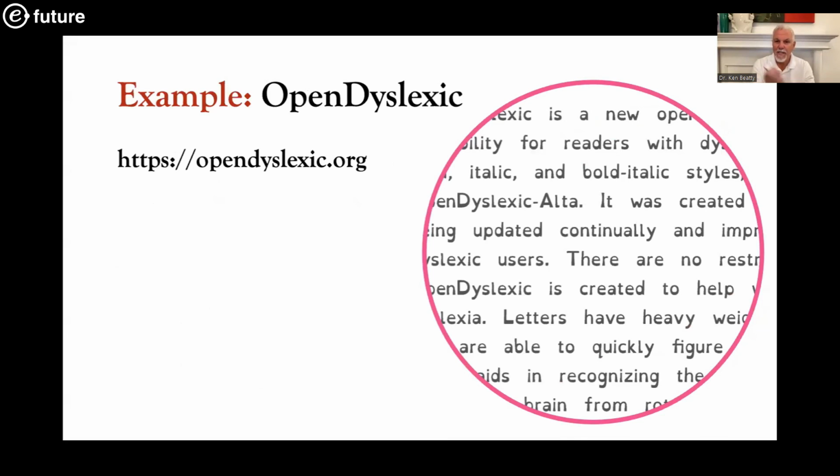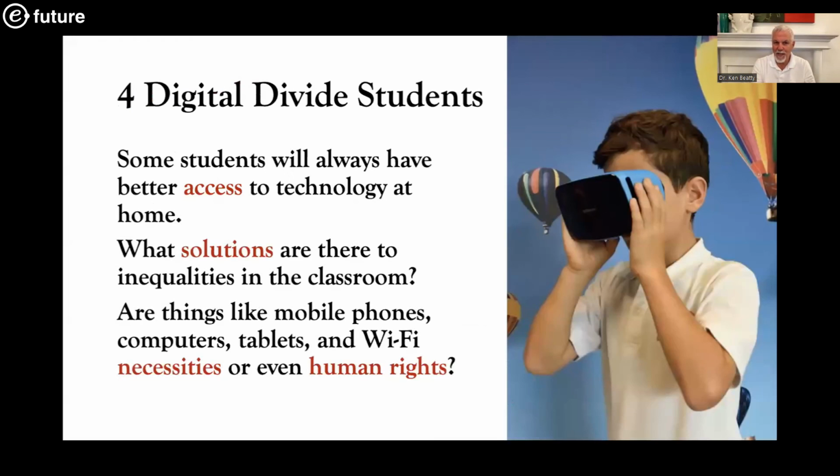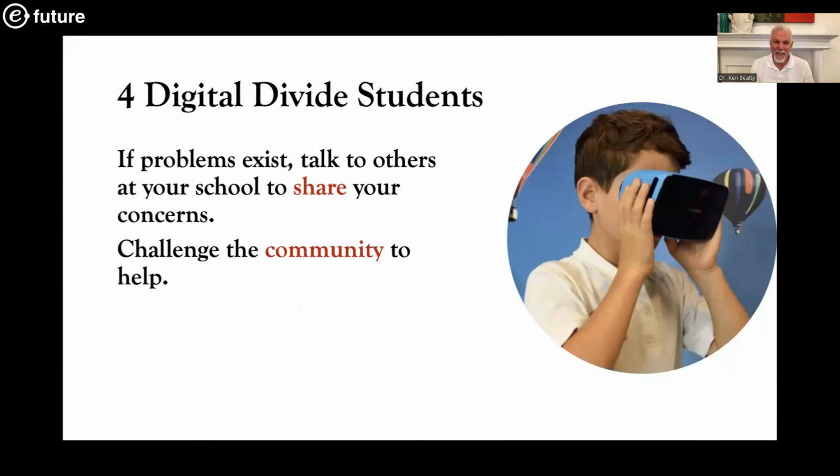And you can see the letters are shaped quite differently, but they're shaped that way to make it easier for dyslexic students to read. The fourth one is the digital divide. Some students will always have better access to technology at home. They're richer, they come from a better social background, or the parents just value technology more. Are there inequalities in your classroom? Are there solutions? Are things like mobile phones, computer tablets, and Wi-Fi necessities in your classroom? Are they human rights, really, in some ways?